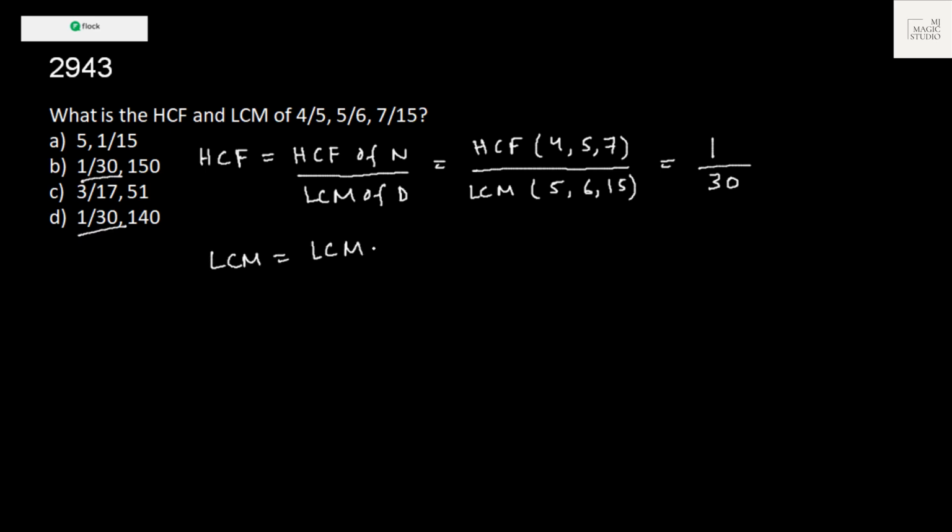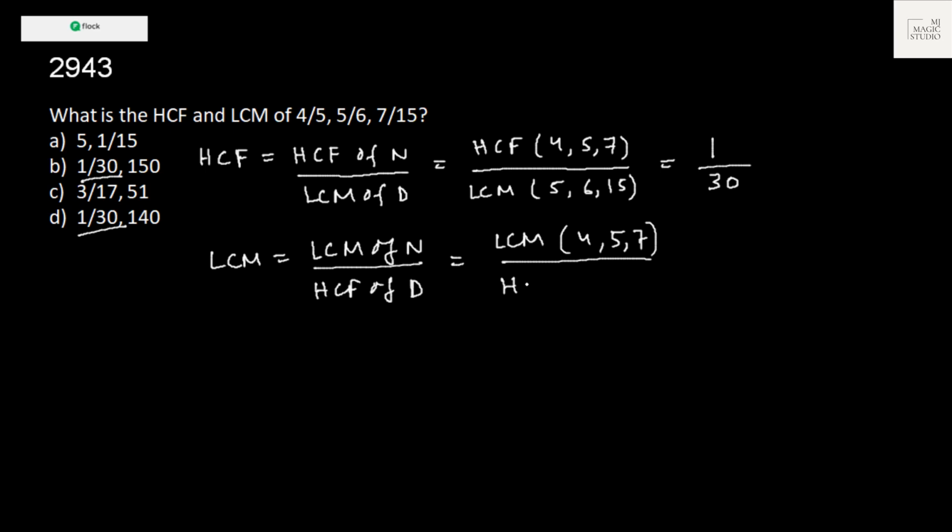LCM is LCM of numerators divided by HCF of denominators. We are looking out for LCM of 4, 5, 7 divided by HCF of 5, 6, 15. So here HCF of 5, 6, 15 is 1 and LCM of 4, 5, 7 would be just multiply 4 into 5, 20, 20 into 7 is 140. So answer is 1 by 30 and 140. 1 by 30 and 140, option D is the pick.